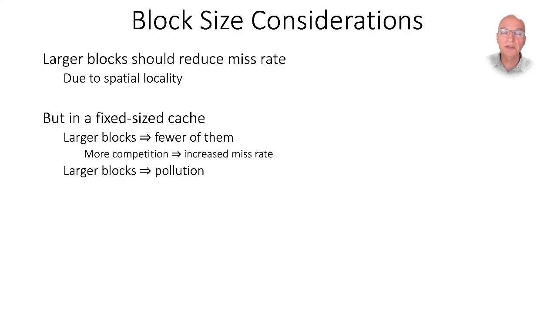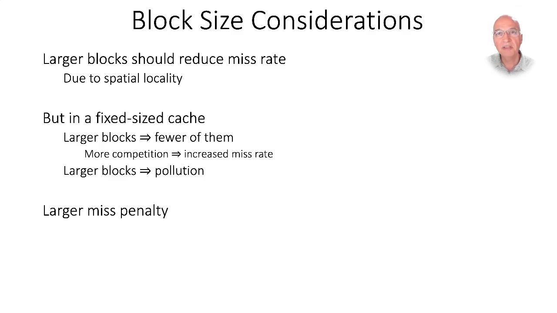If I have blocks that are too large, I end up with something that we call pollution. Pollution in the cache means that I brought data from the lower level that I'm never going to use, because there is a limit to spatial locality. So if I bring a block that's too large, I may go somewhere else before I get to the end of the block, and I end up not using several of the words in the block.